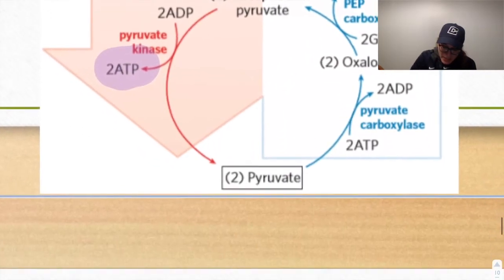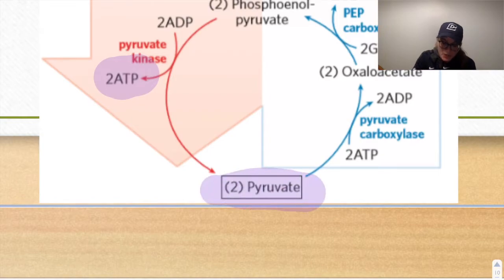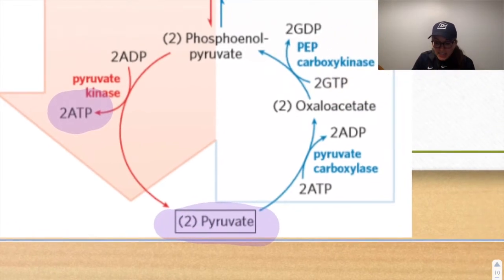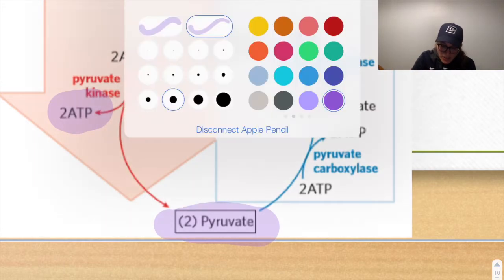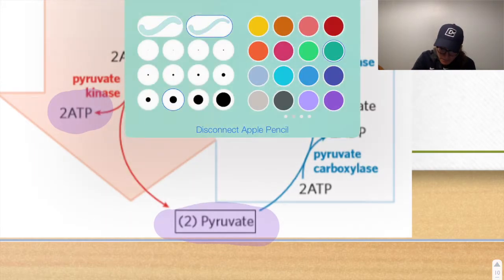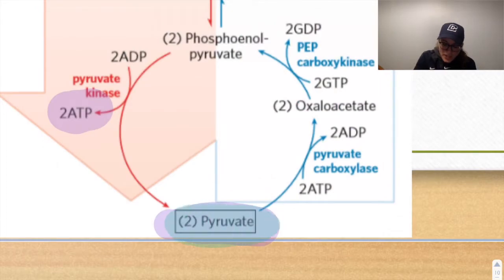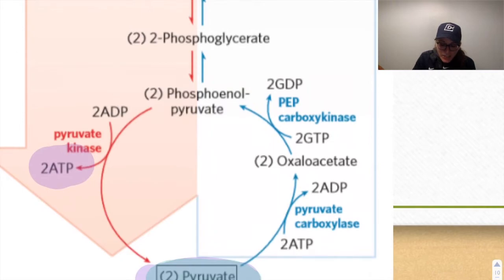So we get our 2 ATPs, and bippity-boppity boom, we get our 2 pyruvates. All right, again, we say that it's virtually the reverse, and I'll highlight this in a different color. We start off with our 2 pyruvate, right? And we're going the opposite way. But I just can't go straight to here.